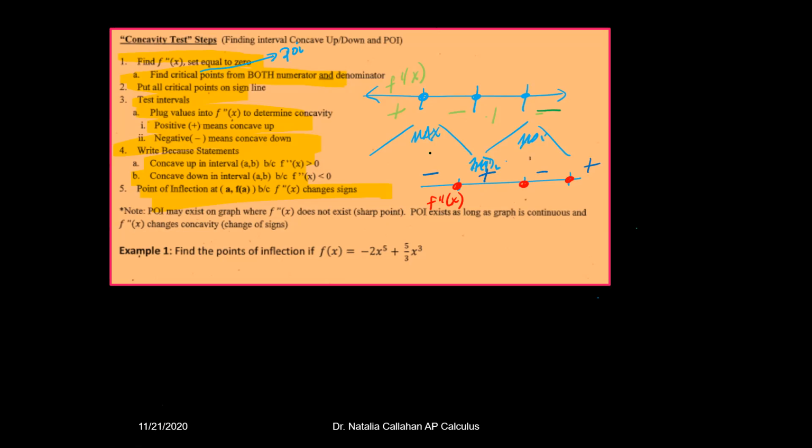that the concavity between negative infinity up to this point here is concave down. From this point to the next point, this is concave up. From the second point to the third point, it is concave down. And then from the third point on to positive infinity, it is now concave up.